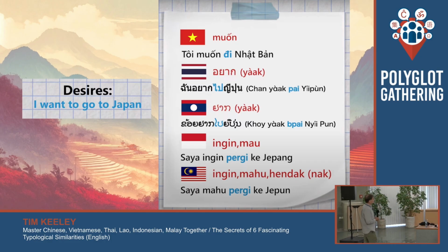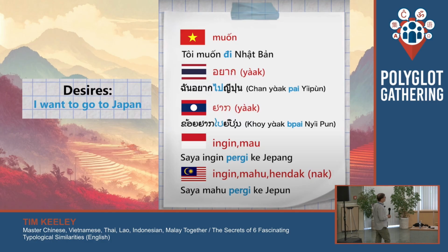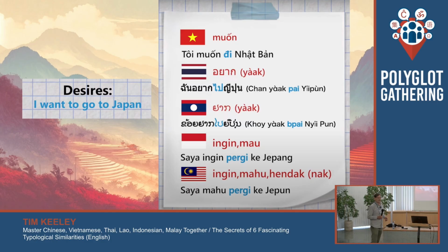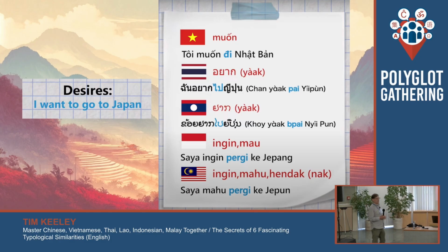Okay, so for example, we have mun, doi mun di nepang. Okay, and then we have yak, chang yak by ipun. And then we have the same in Thai. Look how, as with Lao, look how close it is. Koi instead of chan or di chan or home. Koyak by Nipun. Okay, very similar.